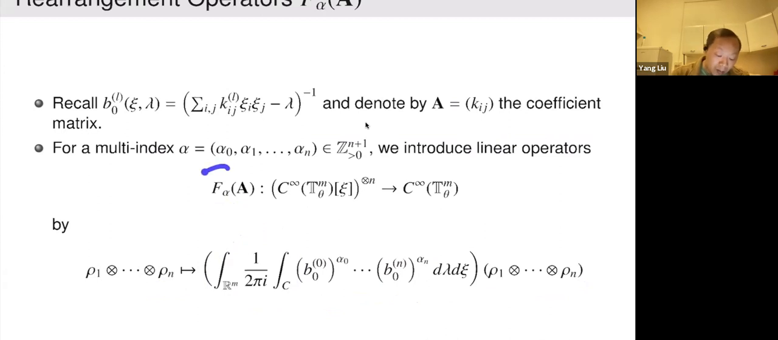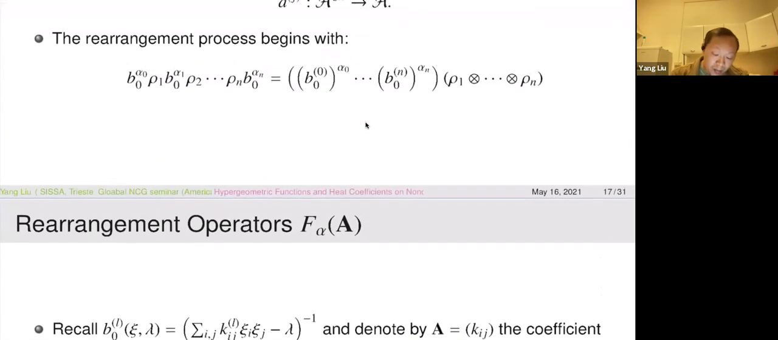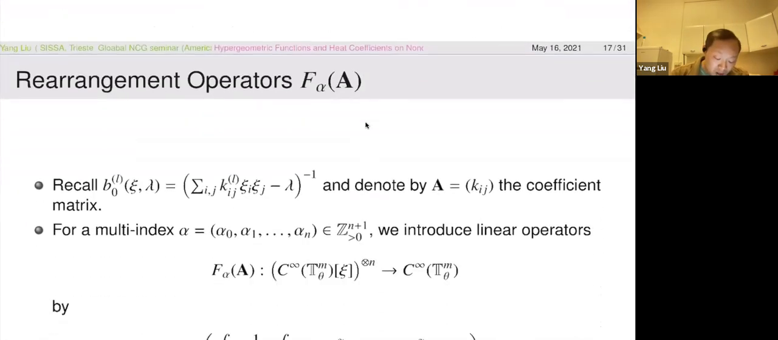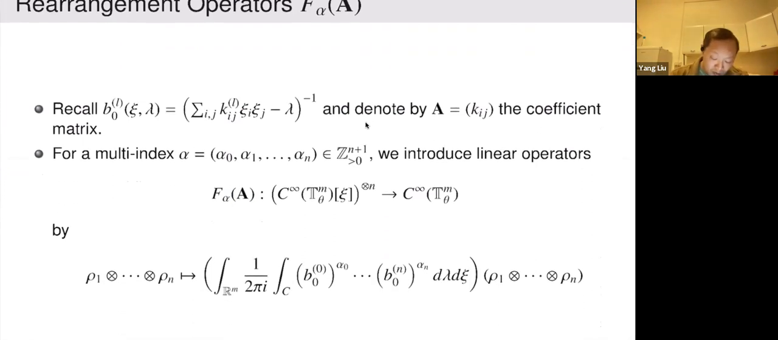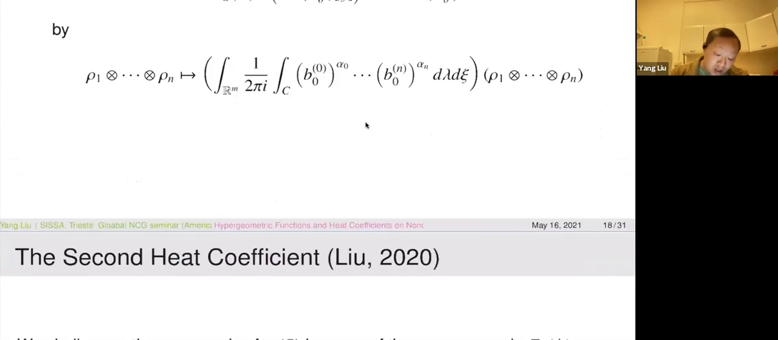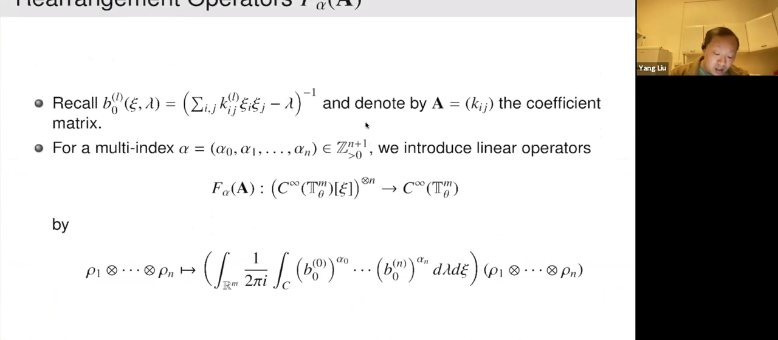So I will give a name, f sub alpha. Alpha comes from the powers of b0, so this index alpha, and this A is the coefficient matrix of the leading symbol of our underlying geometric Laplacian type operator. So if we accept that we have this abstract operator, right?